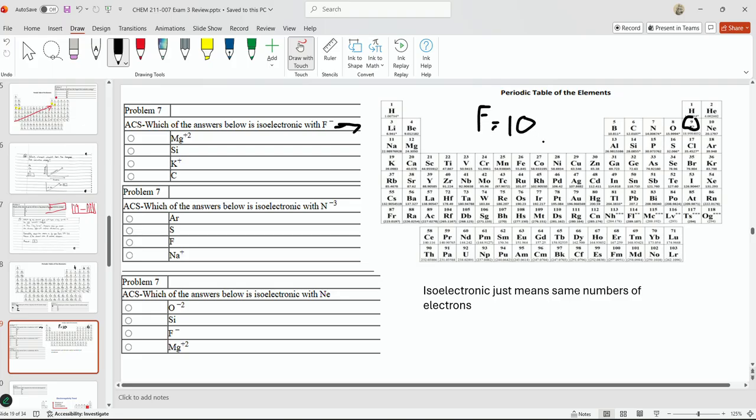Are you guys following me here? Sorry, can you repeat yourself? Yeah. Isoelectronic just means we're comparing two elements that have the same number of electrons. So it's basically asking which elements have the same number of electrons. That's pretty much it. Okay, tell me how many electrons F minus 1 has, just by looking at the periodic table.